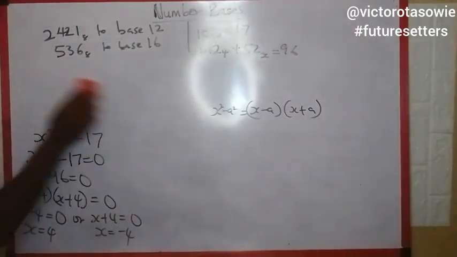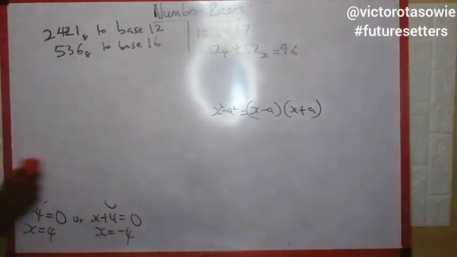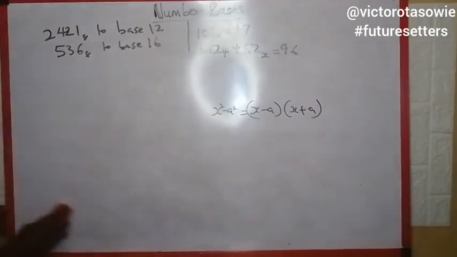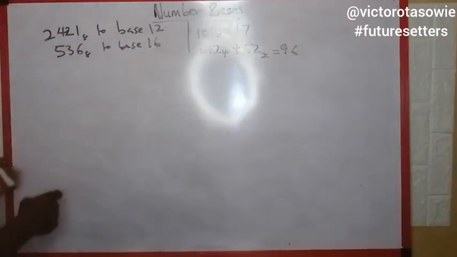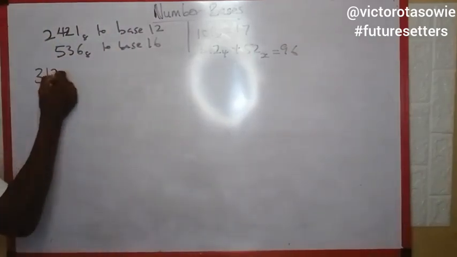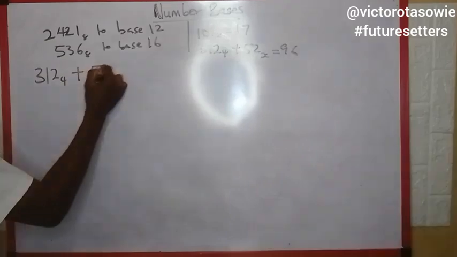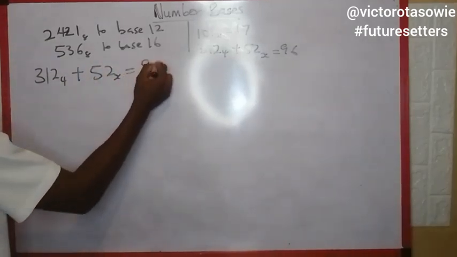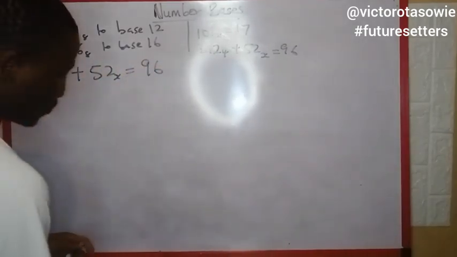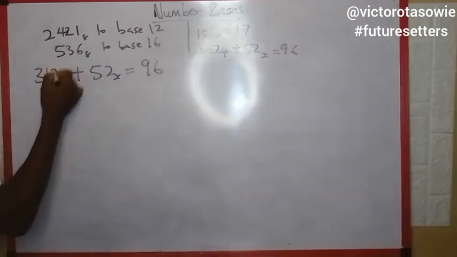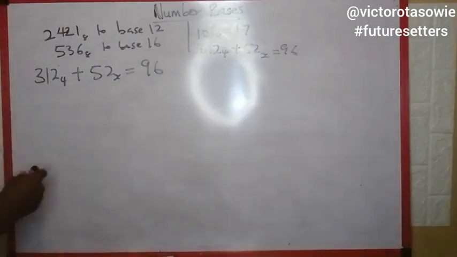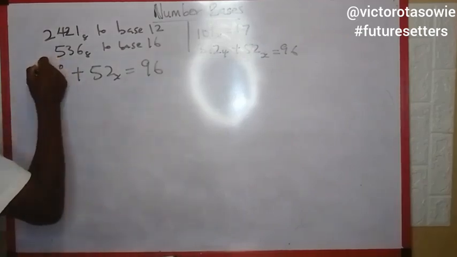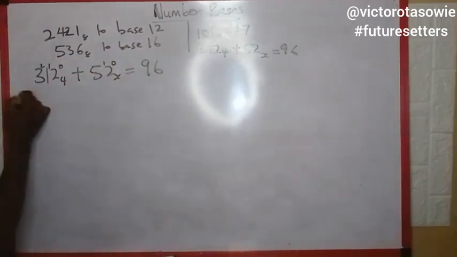Then we have this last question, which we are going to solve together. This last question is also very important, which we have: 312 base 4 plus 52 base x equal to 96. Now to solve this question, remember you indicate the powers. So write 0, 1, 2, then 0, 1. So we have base 4.